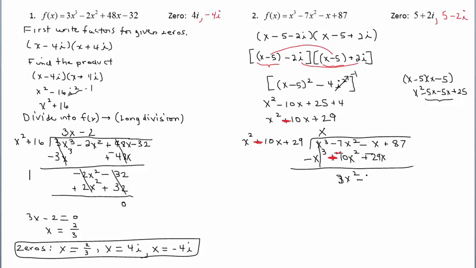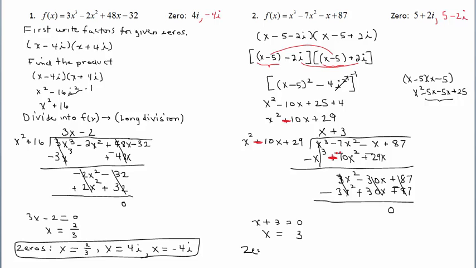Collecting down would be minus 30x, and let's bring down that 87. What do you multiply x squared by to get 3x squared? You multiply by 3, distribute the 3. Minus 30x, and then plus 87. There, when we subtract, we'll get a remainder of 0. So x plus 3 set equal to 0 results in a zero of negative 3.